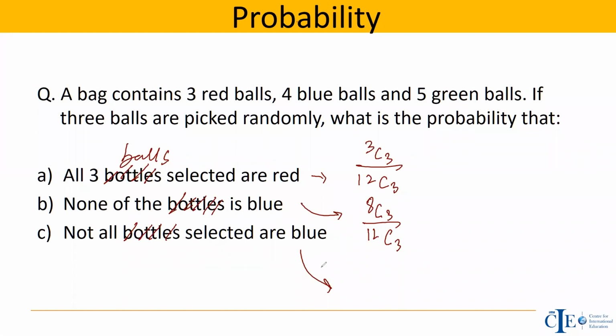And in this case, not all are blue, so 1 minus all blue, right? So 1 minus 4C3 over 12C3. So these would be the answers that you should learn. Perfect.